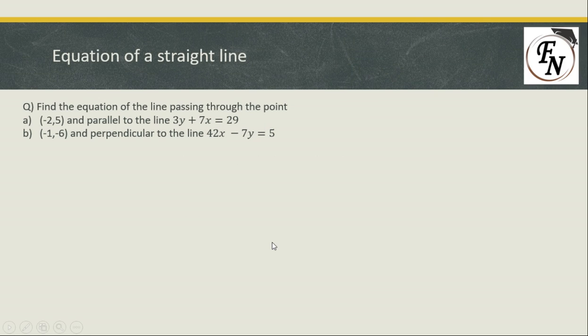A last question, then we'll wrap up for today's video. So in this question we have been given a coordinate (minus 2, 5), and we are given a parallel line equation. When we have a parallel line equation, we can find the gradient from this line, and we can use this coordinate to find the equation of the line.